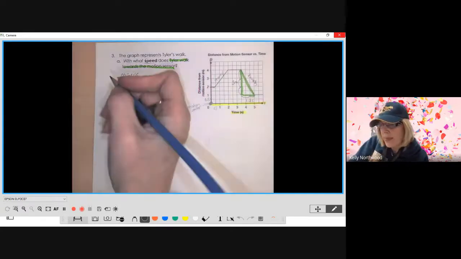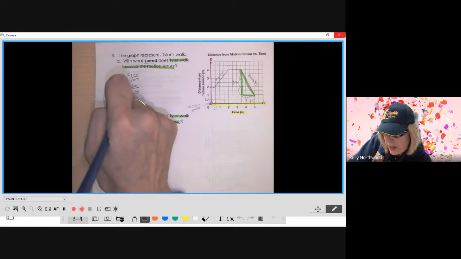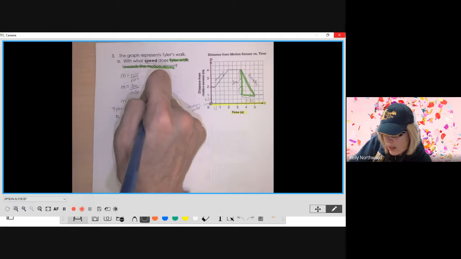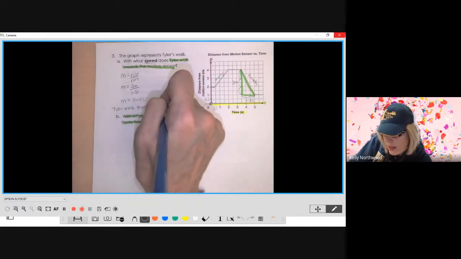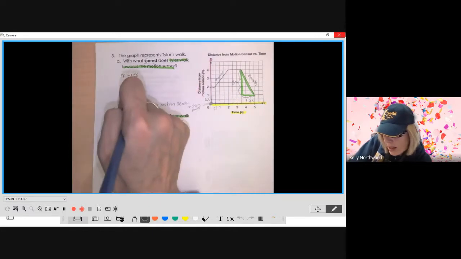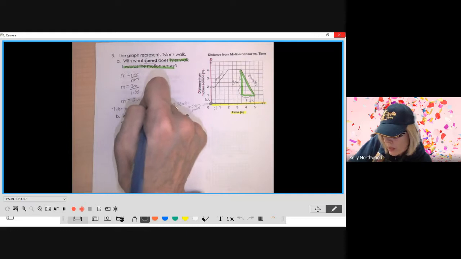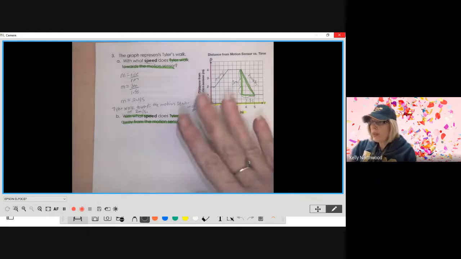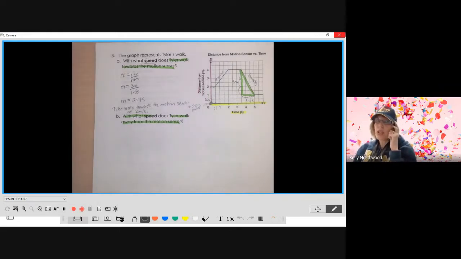And then you should have a statement. Tyler walks towards the motion sensor at 2 meters per second. You've answered the question nicely. So interpreting which part of the graph was which was the hugest part of the question. The calculations from the rate triangles, we should all be pretty good at by now.